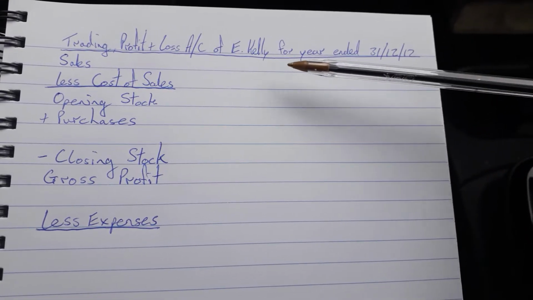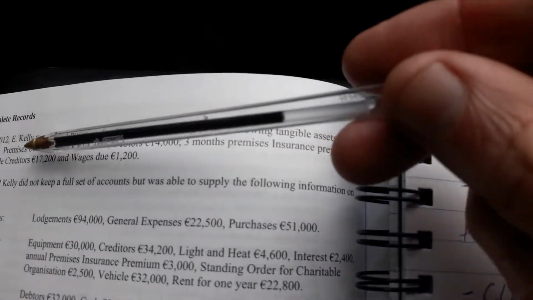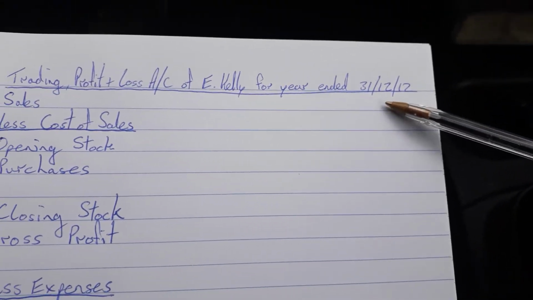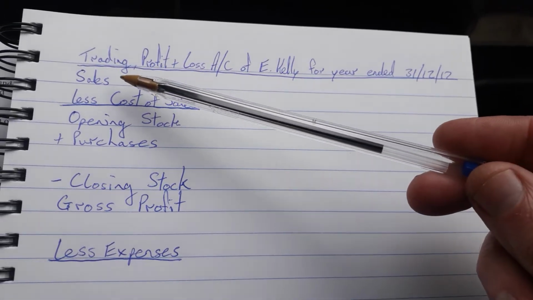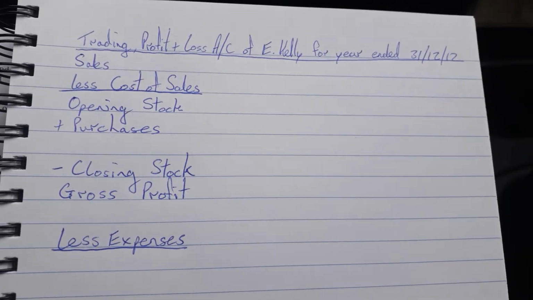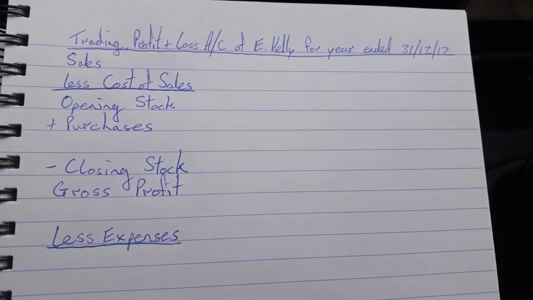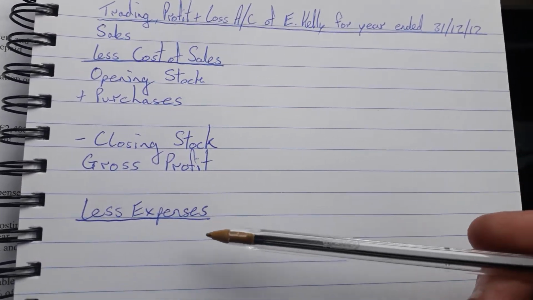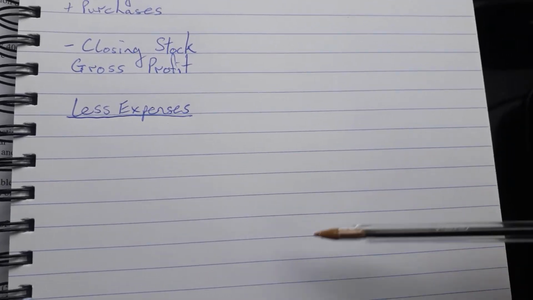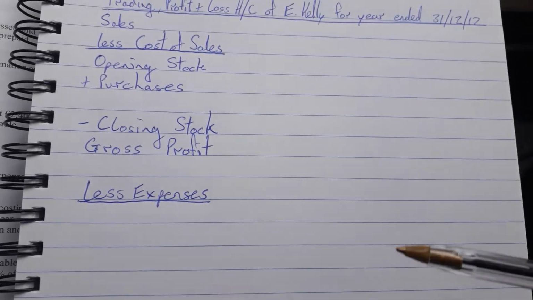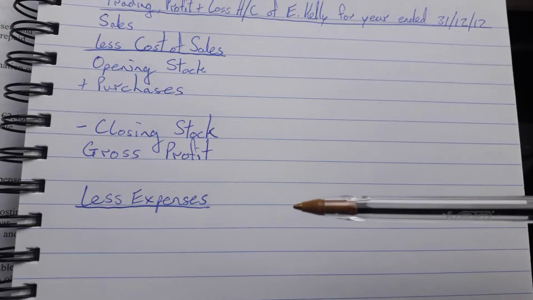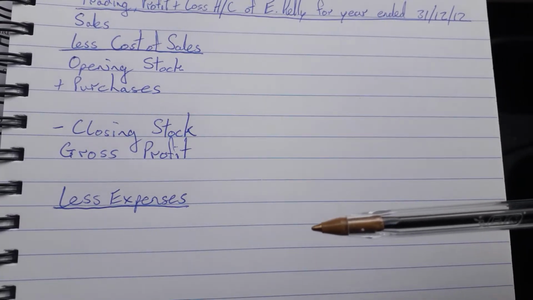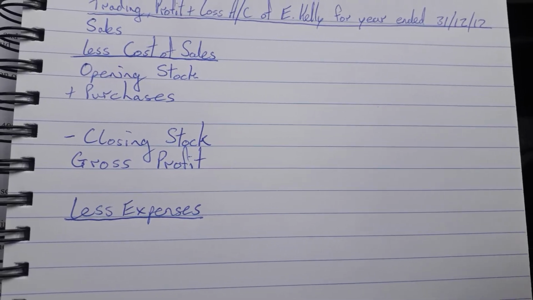Trading profit and loss account of E. Kelly is the person we're talking about here, E. Kelly, and for the year ended 31st of the 12th, 2012. So it's going to have this layout: sales less cost of sales, opening stock plus purchases minus closing stock, giving us our gross profit, and then less expenses, and eventually down here somewhere we'll have our net profit. We also may have other operating income, some gain to add in there, but in this particular question we won't have, but we may in other questions.